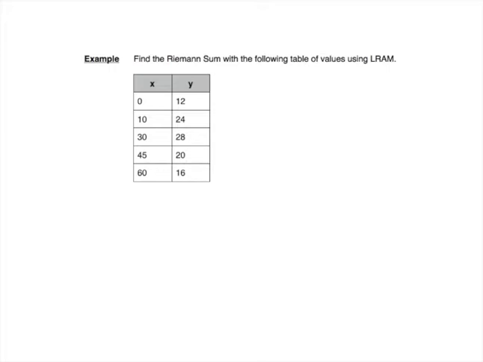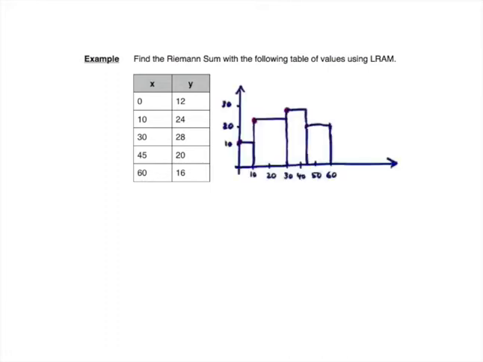So here we have a table of values with x and y, and we are asked to find the Riemann sum using LRAM. So if we sketch the points (0, 12), (10, 24), (30, 28), (45, 20), (60, 16) and draw the rectangles, this is what we get. And notice how the last point (60, 16) is irrelevant in that problem because we're using a left approximation.